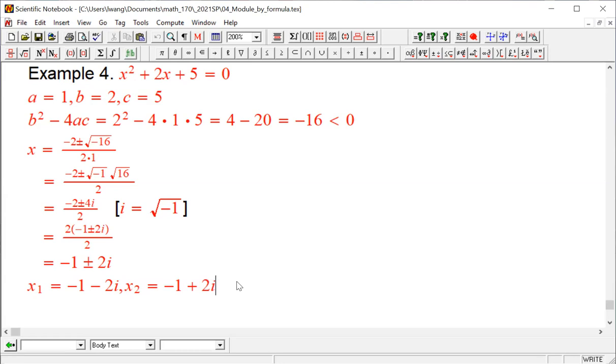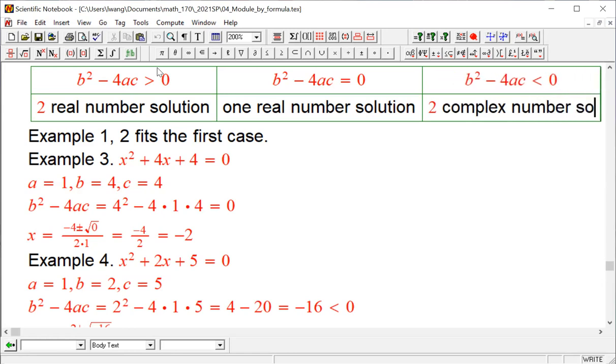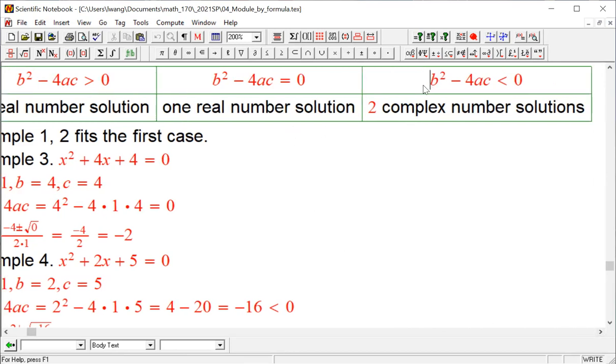In fact, in this case, we have 2 complex number solutions, and these 2 complex numbers are also conjugates. So in the case of b squared minus 4ac less than 0, we have 2 complex number solutions. So we go back to the top. Instead of having real number solutions, now we have 2 complex number solutions.